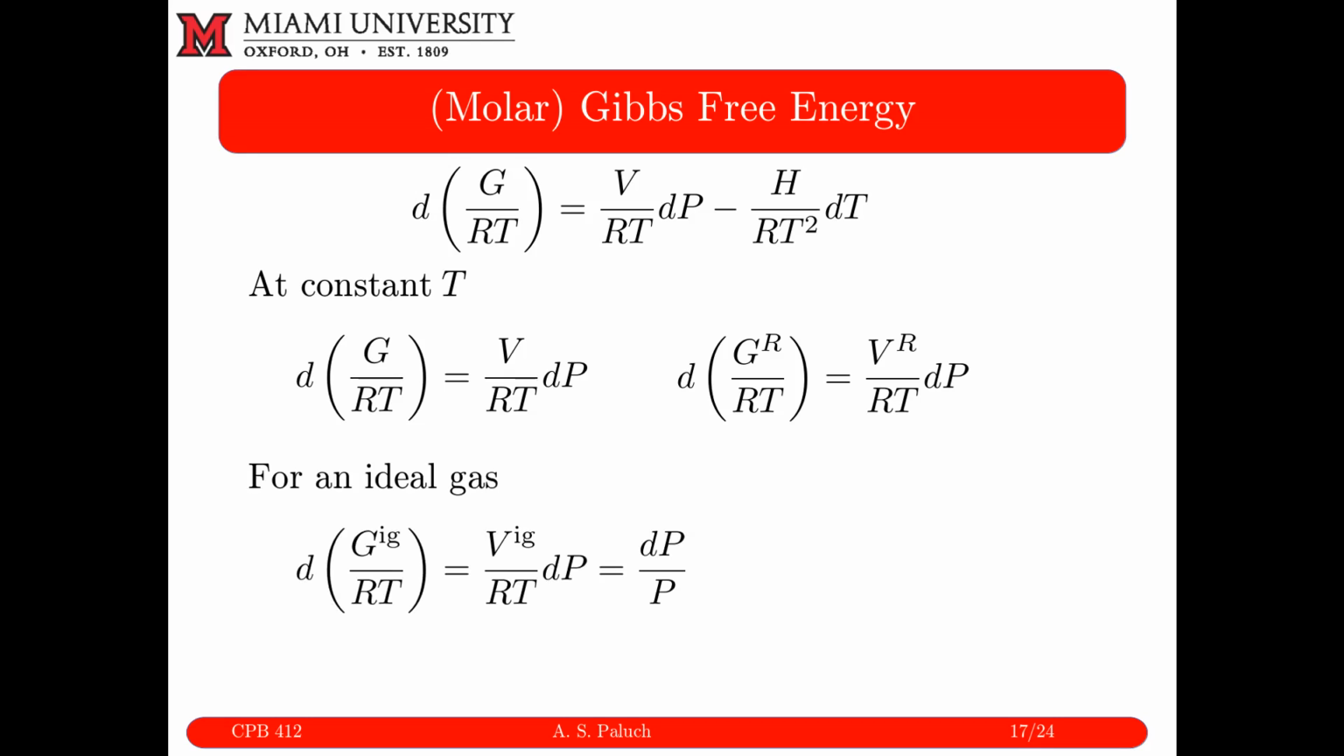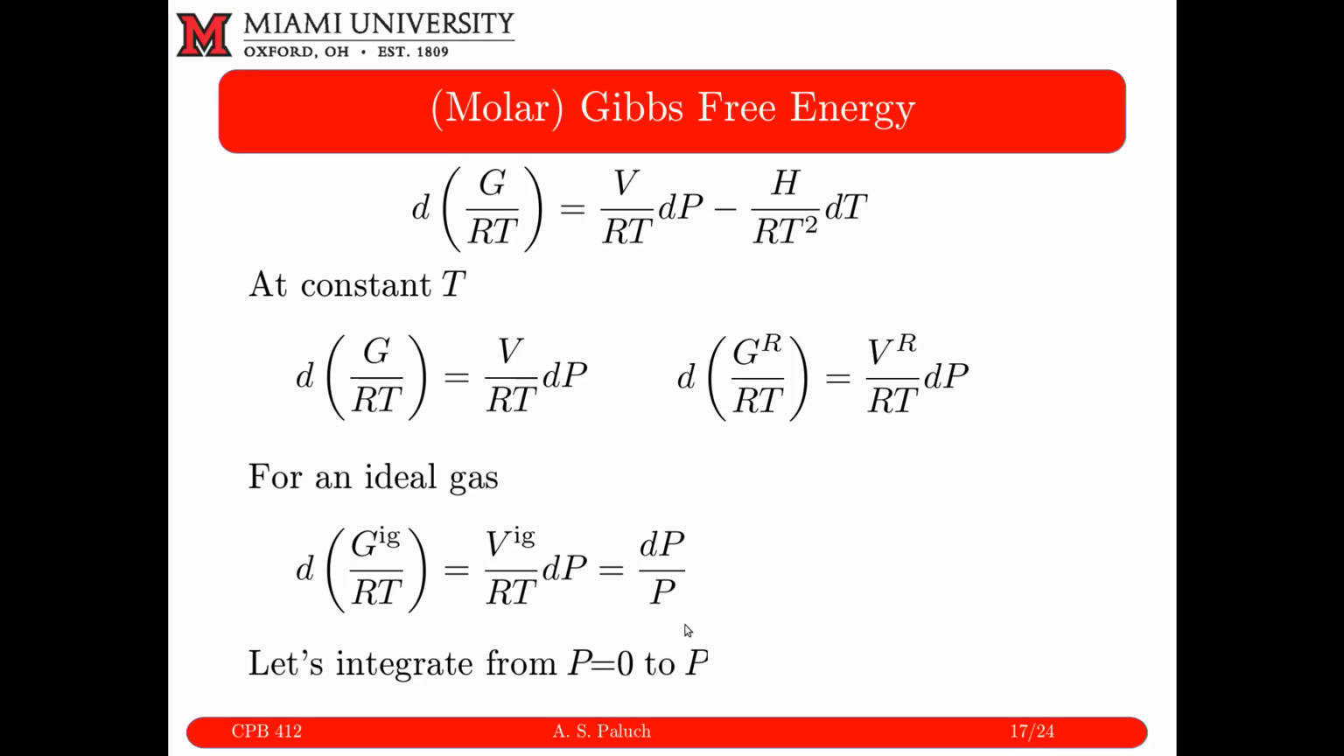If I take this expression for an ideal gas, this becomes dG ideal gas over RT is V ideal gas over RT dP. Plug in my ideal gas equation of state, PV equals RT. Then V over RT is equal to 1 over P, and this reduces to dP over P.